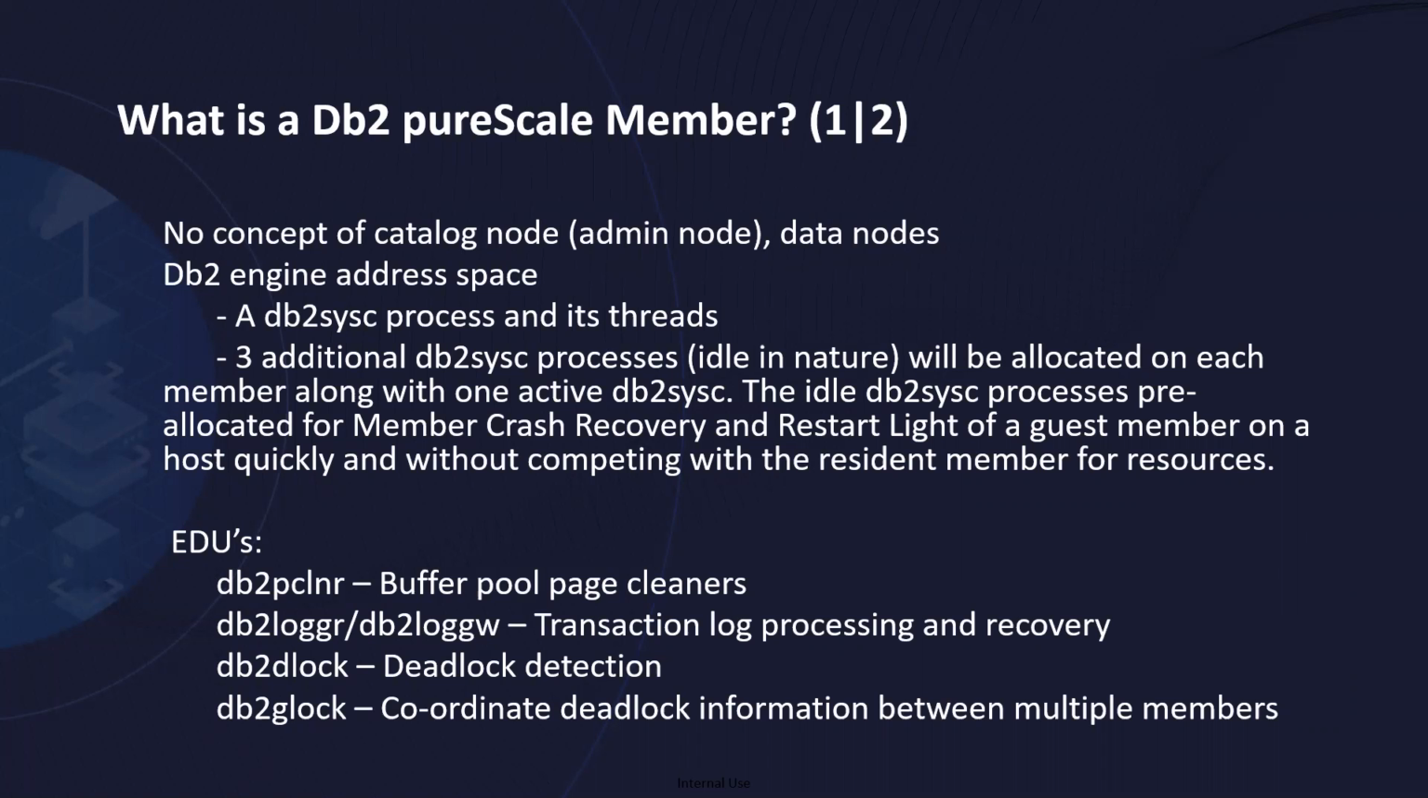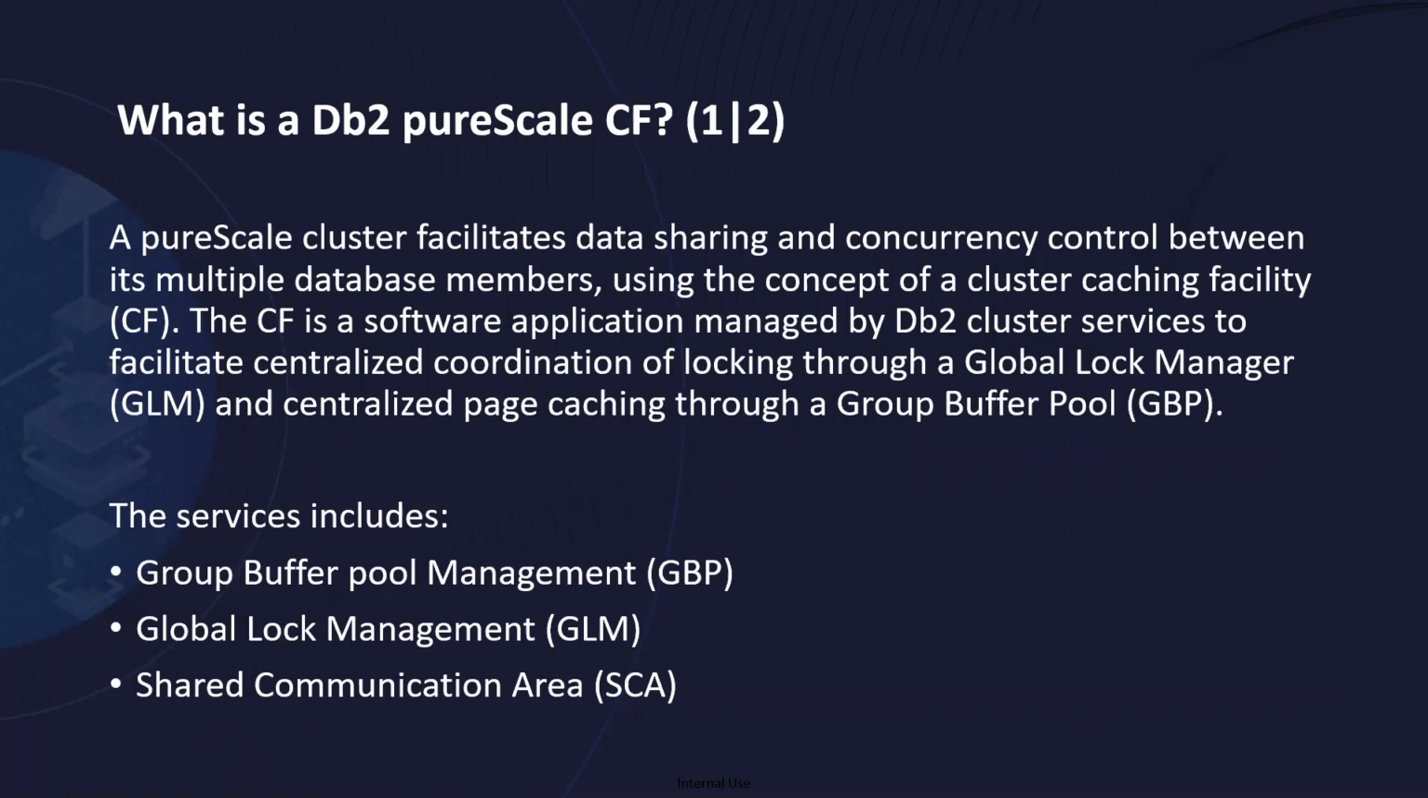So we will talk a little bit on the differences between these. ESE, MPP, that is DPF, are also called massively parallel processing, and pureScale in about a couple of minutes. What is a CF? So CF is a brain for this entire cluster. It facilitates the data sharing and concurrency control between members, right? And also it works as a data caching facility for the entire system. It consists of three components. One is the group buffer pool, or global buffer pool you can call, but group buffer pool is the one which is mainly called, and global lock manager, and shared communication area memory.